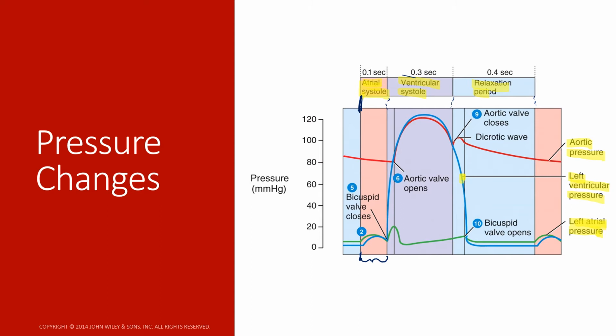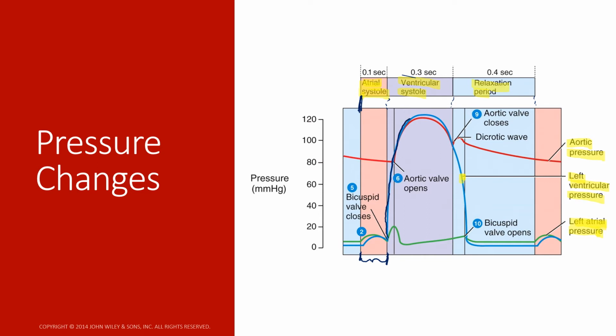After the atria contract, we have ventricular depolarization causing ventricular systole. As we have this purple section, this is when ventricular systole begins. We have pressure rising inside the ventricles. We can really see this ventricular pressure here. This blue line rises quite rapidly.